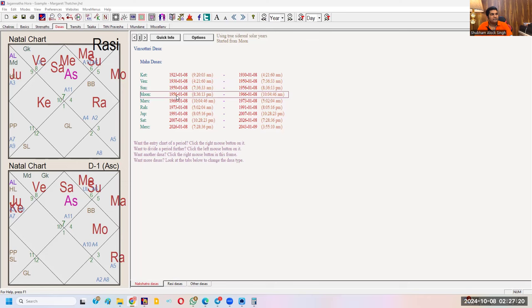Another planet is Moon, 1956 to 1966. There is one result, gain of social status in 1961. She is appointed joint parliamentary secretary. You see, Moon as 10th lord in the 11th house should also indicate gain from profession. Moon as 10th lord in the 10th house should also indicate gain from profession. But once again, the quality of the event, you go deeper into the quality of the event.